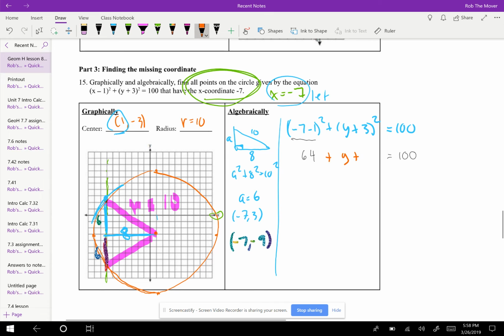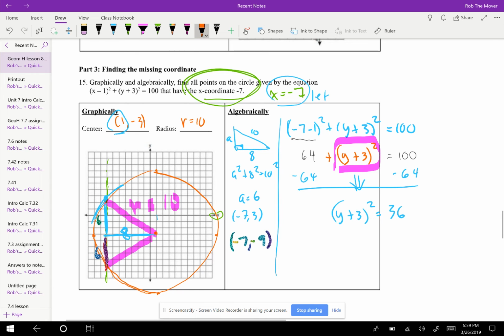But we still have this y plus 3 in the middle squared, right? And I want to think of isolating that, okay? So let's deal with the other numbers by themselves. The best way to do that is to subtract 64 on both sides. I'm just going to bring this straight down: (y plus 3) squared equals 36.